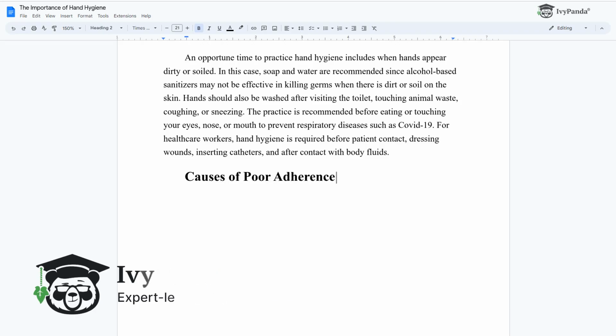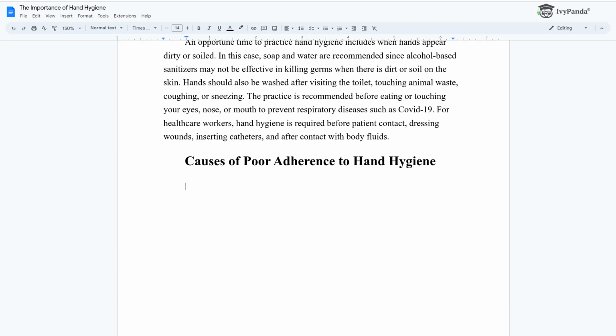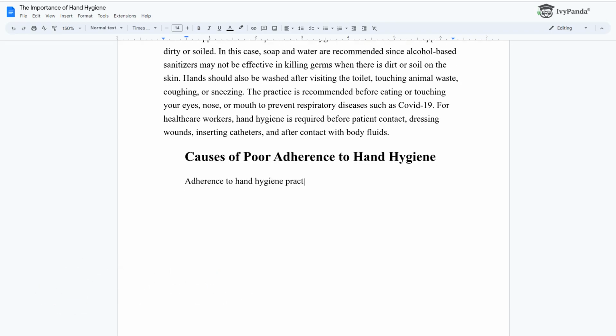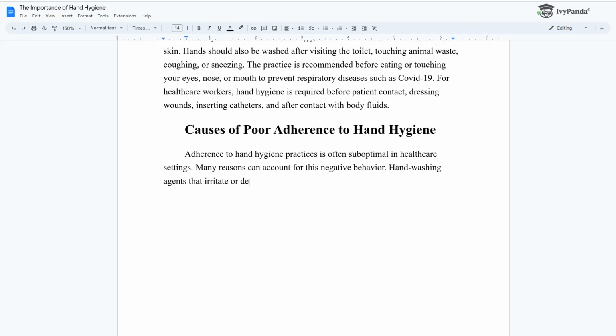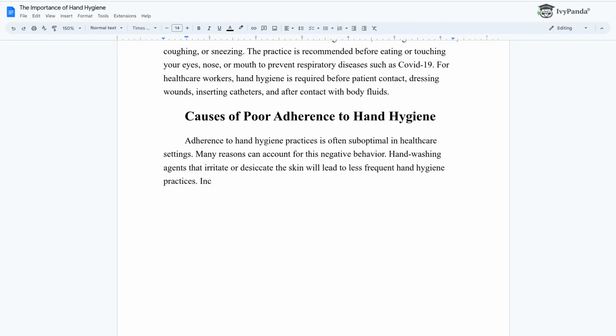Causes of poor adherence to hand hygiene. Adherence to hand hygiene practices is often suboptimal in healthcare settings. Many reasons can account for this negative behavior. Hand washing agents that irritate or desiccate the skin will lead to less frequent hand hygiene practices.